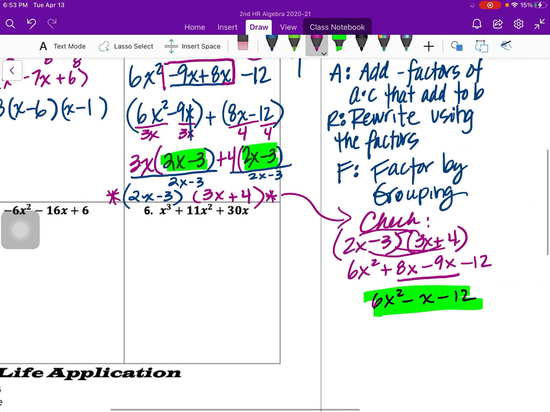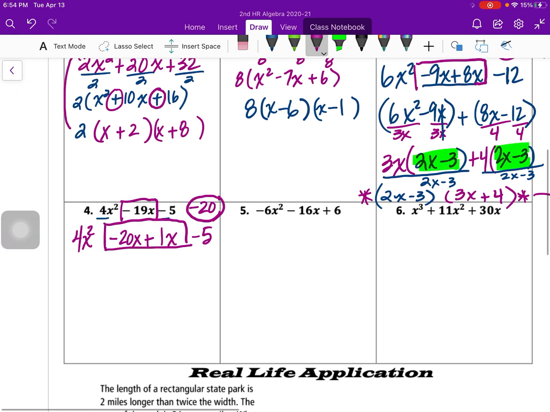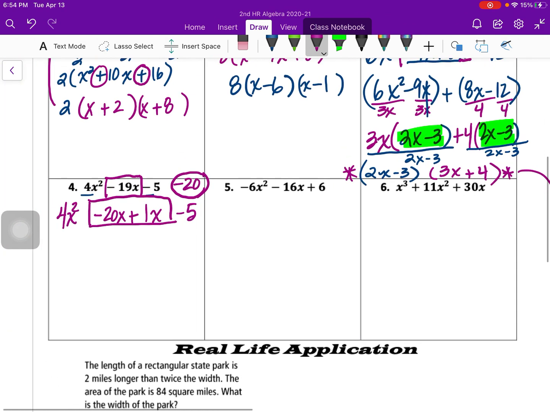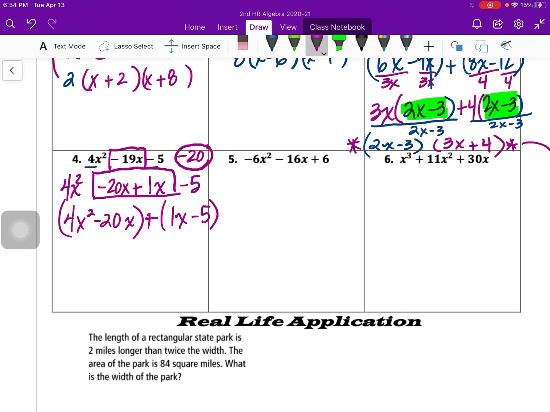Okay, my next step is to, let's see, we just rewrote it using our factors. So now we're going to factor by grouping. Again, this is the hardest part. So let's go ahead and do that. So we have 4x squared minus 20x. We're going to group that, and then we have 1x minus 5.